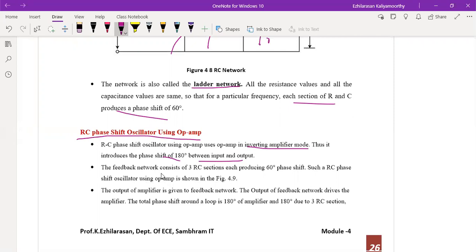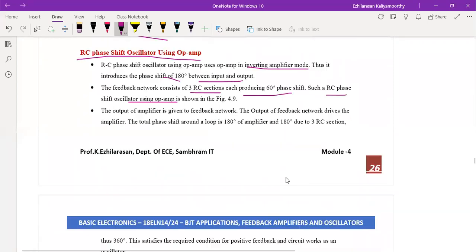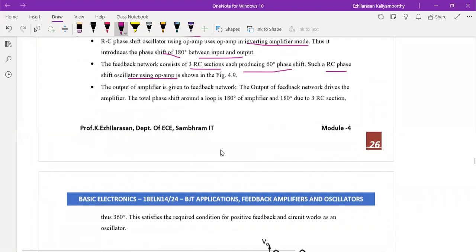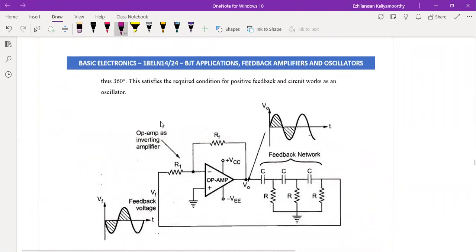So that introduces a phase shift of 180 degrees between input and output. Now the feedback network will consist of 3 RC sections, each producing a 60 degree phase shift. So that is the RC phase shift oscillator using op-amp.